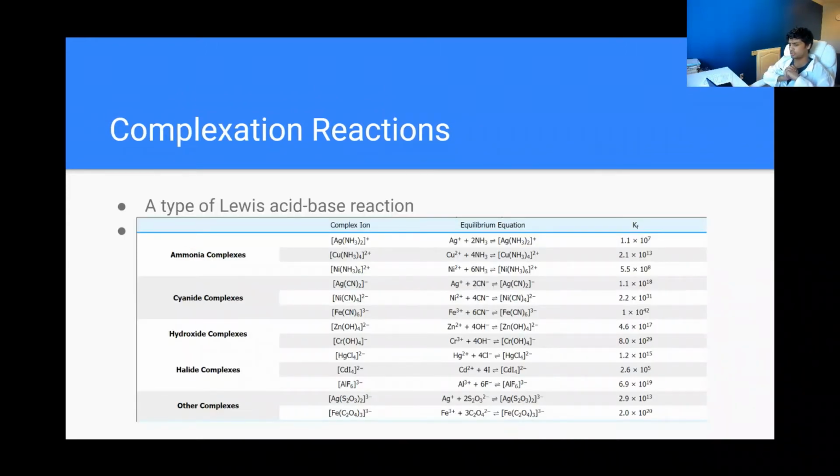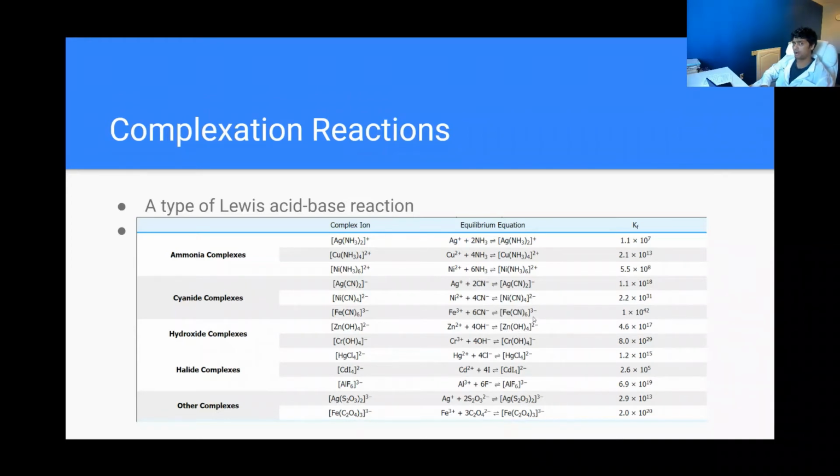Complexation reactions are usually a type of Lewis acid-base reaction, where the Lewis acid is the metal and the ligand is negatively charged and is a Lewis base, and they react. So you just want to memorize these. I really can't teach you how to memorize some things, so just memorize these. The important ones are these two, Ag(NH3)2 plus and Cu(NH3)4, and also zinc hydroxide: Zn2+ plus 4OH- will form Zn(OH)4 2-.